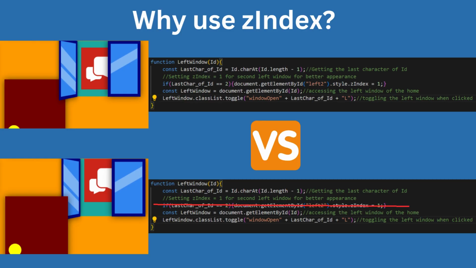Suppose we remove the if block from the left window function. What would change? Well, as you can see, if we remove the if block, the door will overlap the second or the right window, potentially impacting the home's visual appearance.